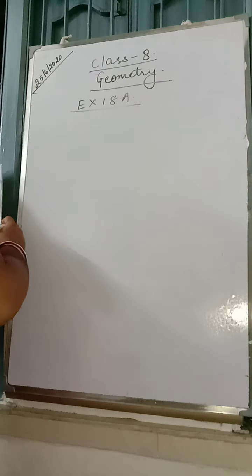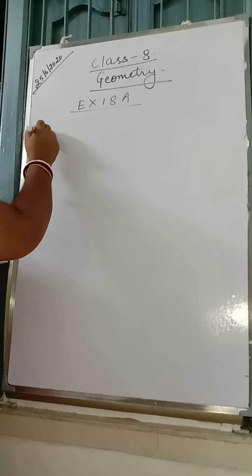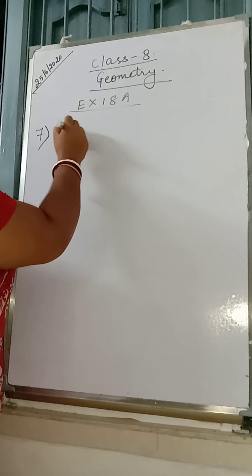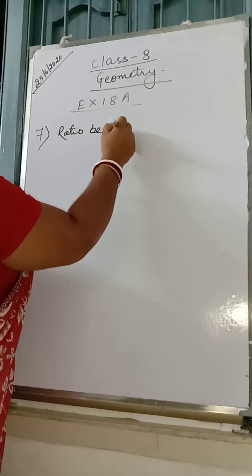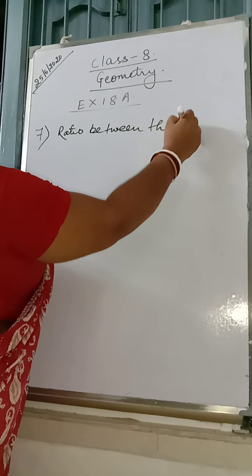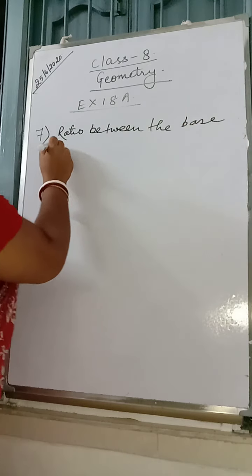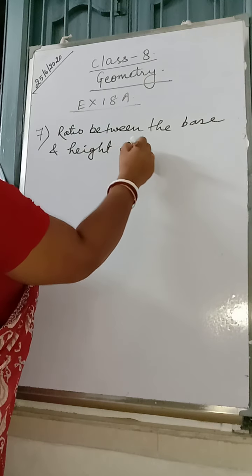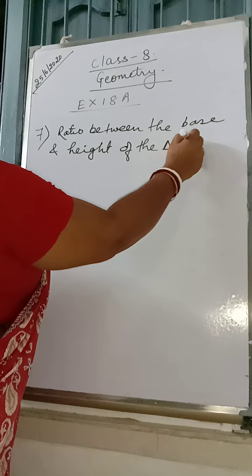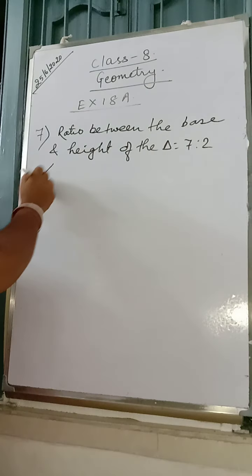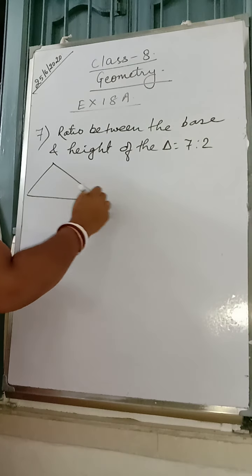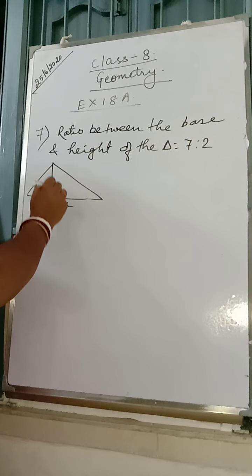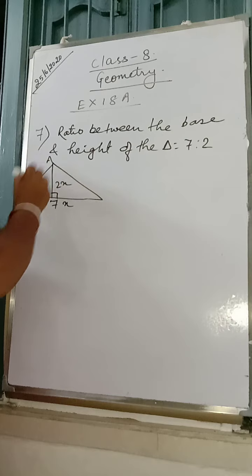Now you can see the ratio between the base and height of the triangle is 7:2. This is 7x and this is 2x.